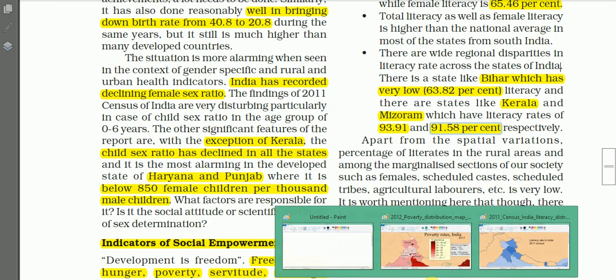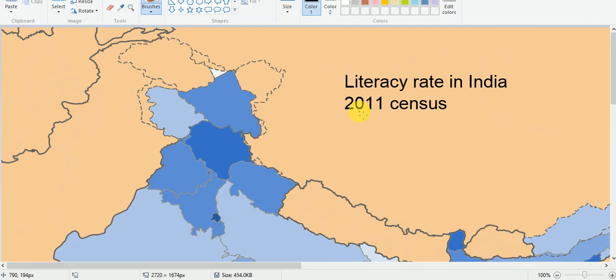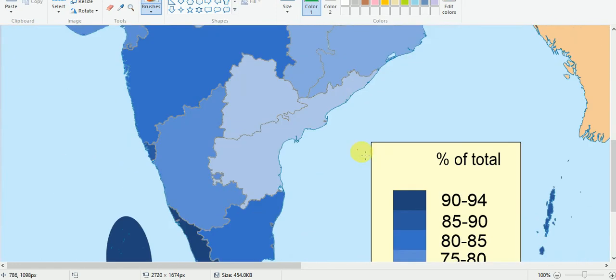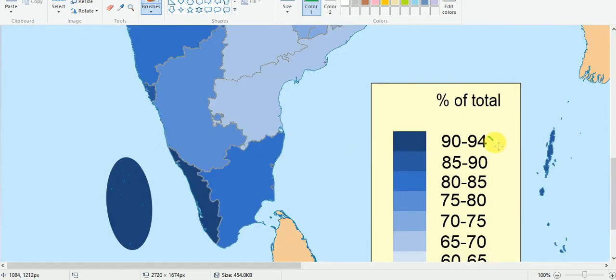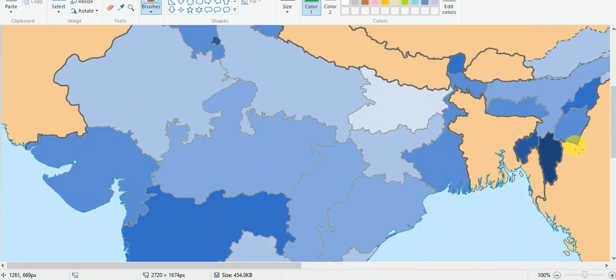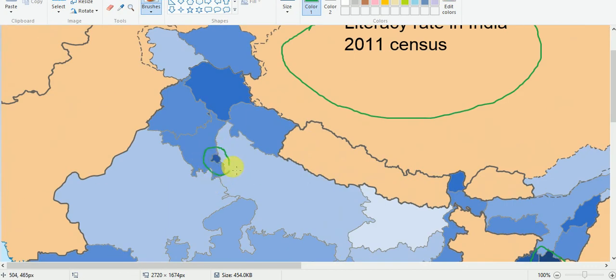And if we look at this map, this map shows the literacy rates in different states of India in 2011. So let us have a look. See here, the darkest shade represents a literacy rate between 90 to 94%. So we have states like Kerala, for example, and Goa is here. Then here we have Mizoram, and for the Union Territories we have Delhi.